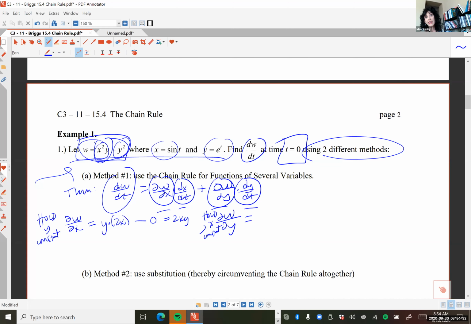x squared minus 2y. Okay, x squared, yeah, I just wanted to know the first term. You're way ahead of me. And then the derivative of y squared is 2y. So we got that, and so we're done with that partial.